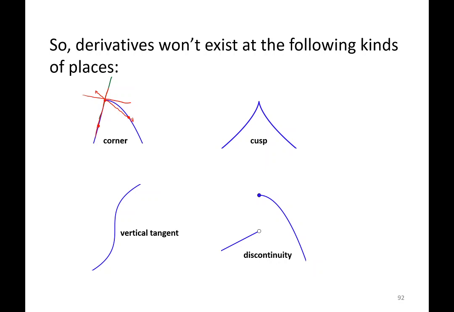But the main thing is they're going to have different left-hand and right-hand derivatives. The slopes of the secant lines coming in from the left are going to be different than the slopes of the secant lines coming in from the right. All right.